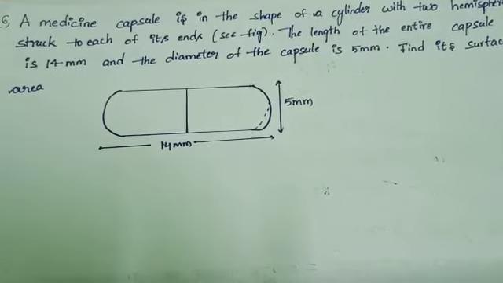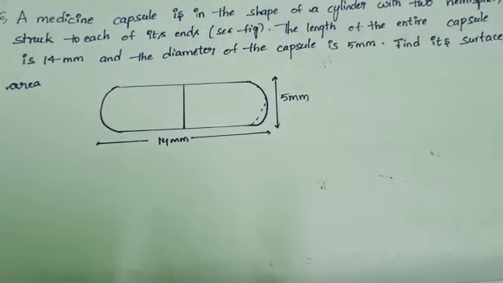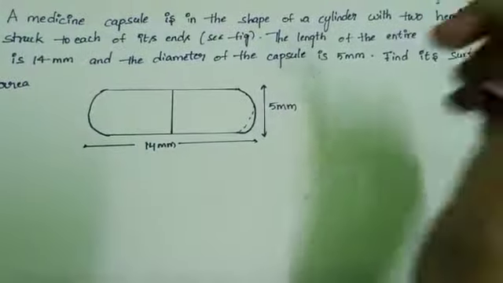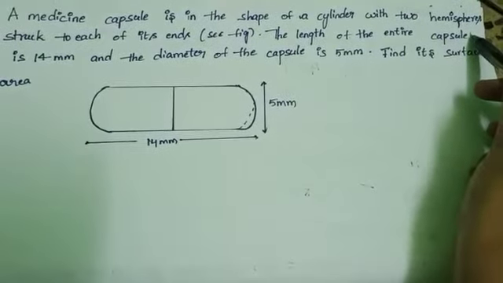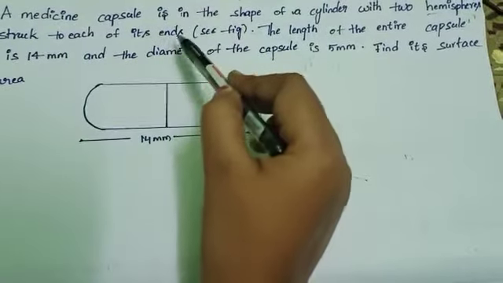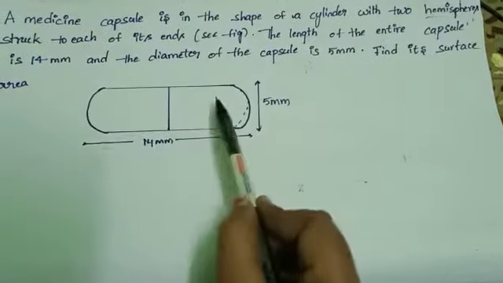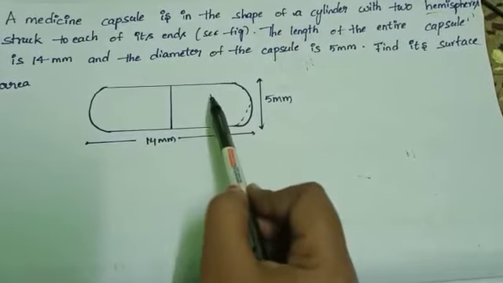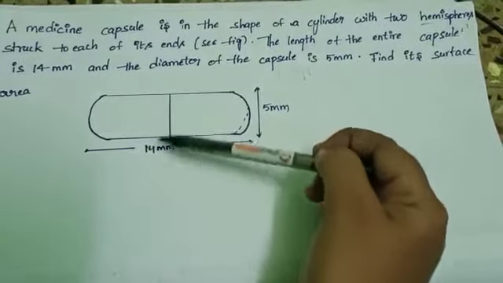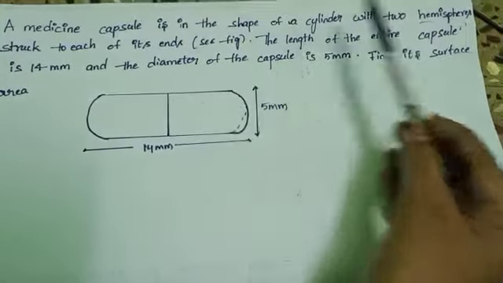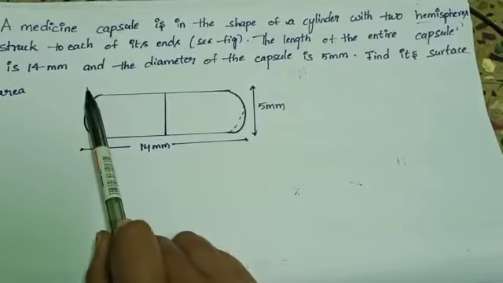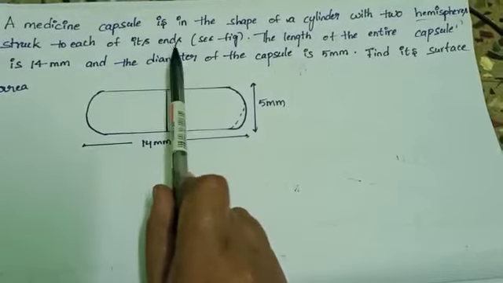Let's discuss sixth question in exercise 13.1. A medicine capsule is in the shape of a cylinder with two hemispheres stuck to each of its ends. See in the figure, this is the medicine capsule. The shape is a cylinder in the middle with two hemispheres stuck to each of its ends.